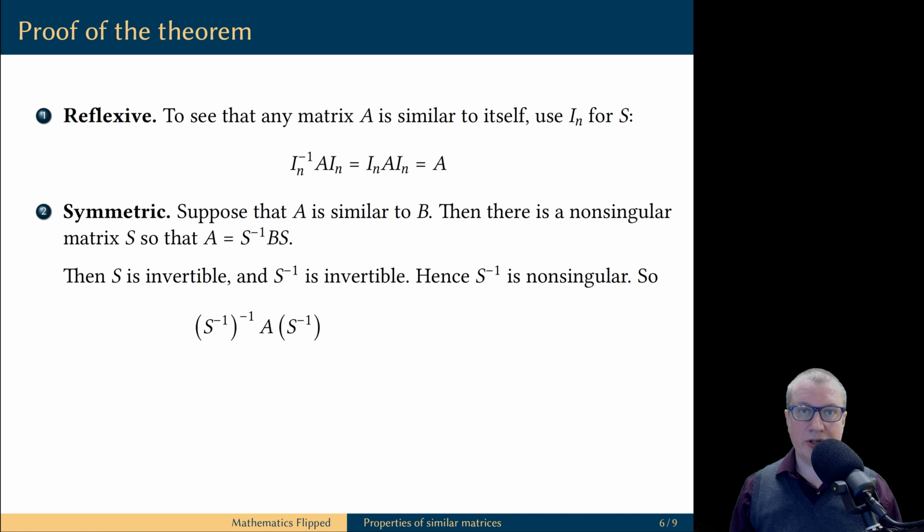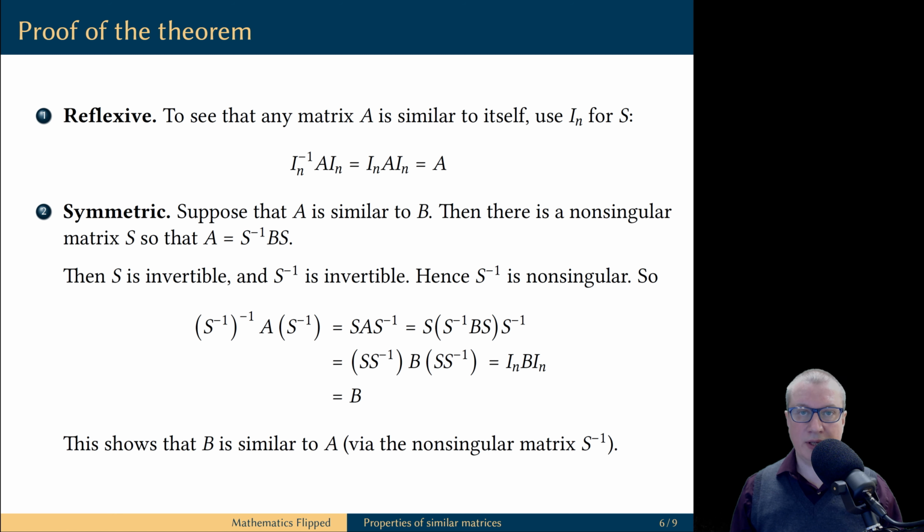Let's perform a similarity transformation on the matrix A using the matrix S inverse. The inverse of the inverse of S is the matrix S. Then we are going to use our assumption that A is equal to S inverse B S. Next comes the associative property of matrix multiplication, and then the inverse property. Multiplication by identity matrix doesn't change anything, so this simplifies to the matrix B. This computation shows that the matrix B is similar to the matrix A via the non-singular matrix S inverse.